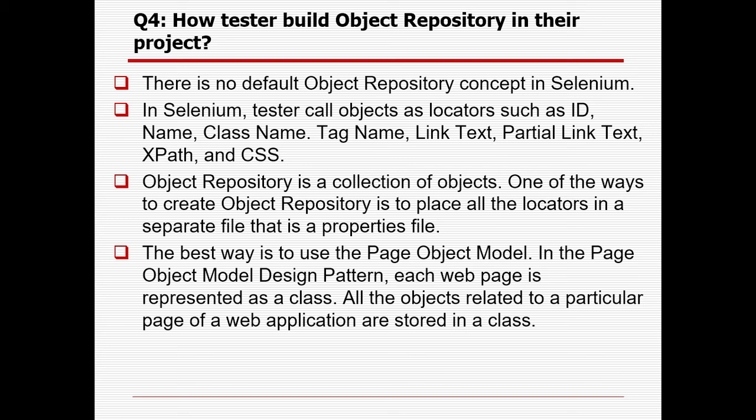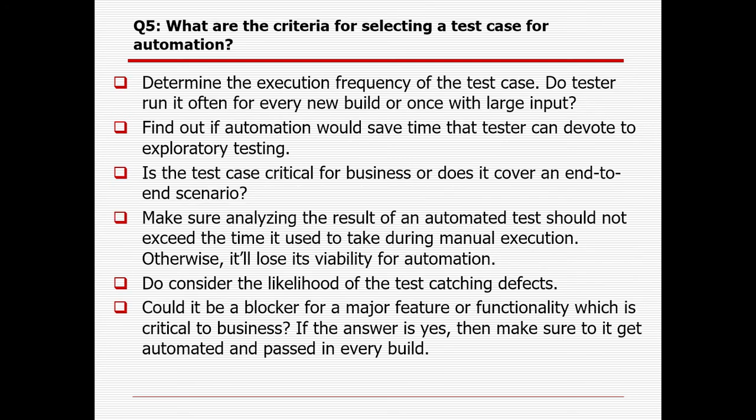An object repository is a collection of objects. One way to create an object repository is to place all the locators in a separate file, that is, a property file. So you can create a property file and keep all the locators, for example XPath equal to value. After that, with the help of the File class and FileInputStream, we can load the property file. Then we can get the whole object repository, right? The best way is to use the page object model. In the page object model design pattern, each web page is represented as a class. All the objects related to a particular page of a web application are stored in a class.